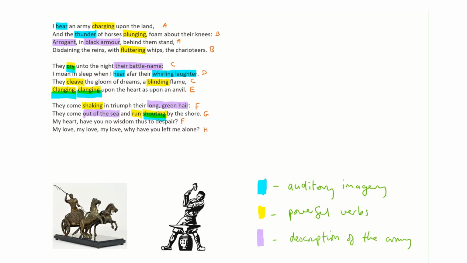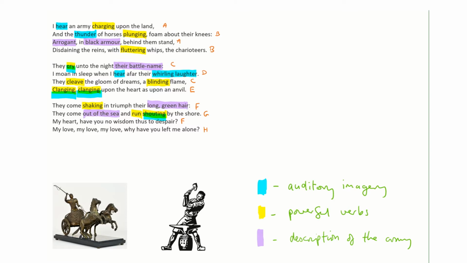This word, verb fluttering, is quite interesting because it conveys, I think, that sense of the whips being in constant motion. There's no point at which these Charioteers are hesitant or pausing or slowing down their horses. They're just constantly driving them forwards.